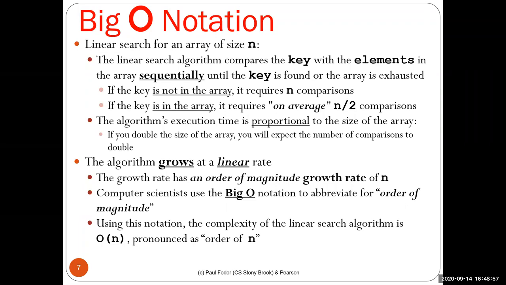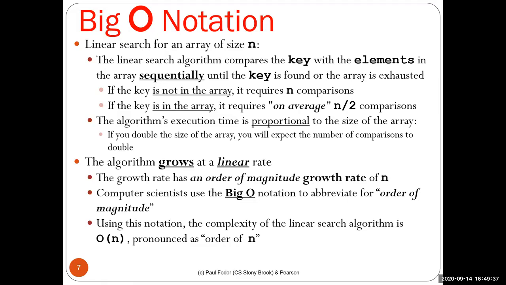It's possible that you will find the element with equal probability right in the middle; you could basically find it at the beginning or at the end, but on average, you need n divided by 2 comparisons. So the execution time of this algorithm is proportional to the size of the array. If you double the size of the array, you expect the number of comparisons to double. On random arrays, we talk about the most general random case. So the algorithm in general grows at a linear rate.